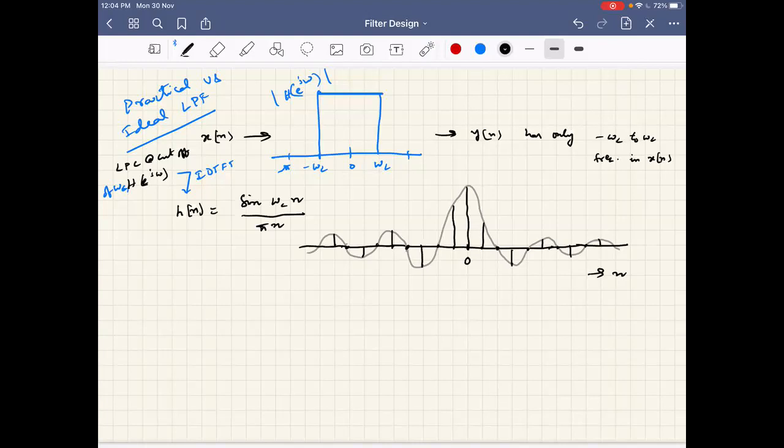First of all, if we have a system with this impulse response, what is the nature of the system? Say we have a system with this h of n, and this is a low pass filter corresponding to this. What is the nature of the system? Is the system causal?